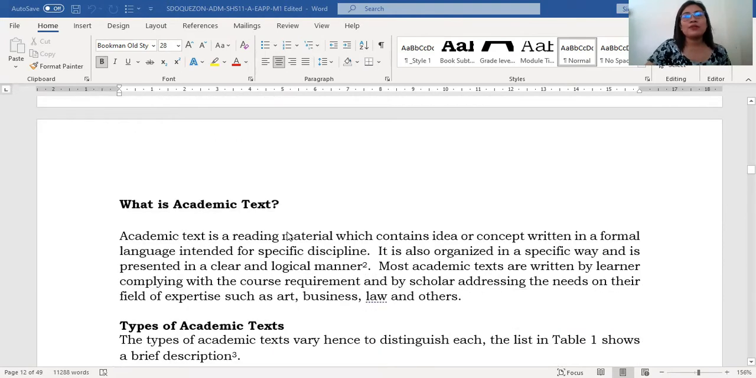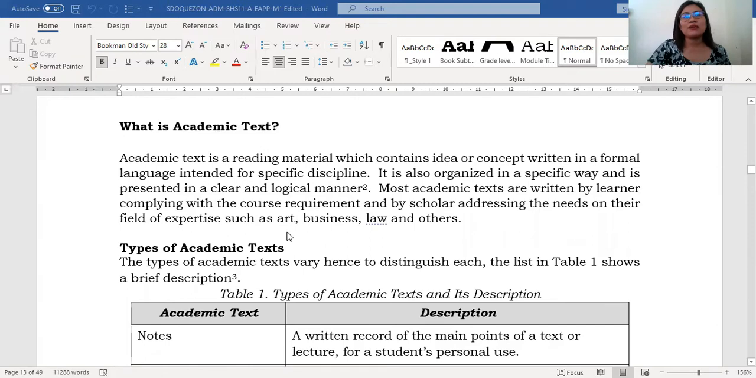Okay, so following that, on page 7, you'll be reading the definition for academic text. Academic text is a reading material which contains ideas or concepts written in a formal language intended for a specific discipline. It is also organized in a specific way and is presented in a clear and logical manner. Most academic texts are written by learners complying with the course requirement and by scholars addressing the needs of their field of expertise, such as art, business, law, and others.